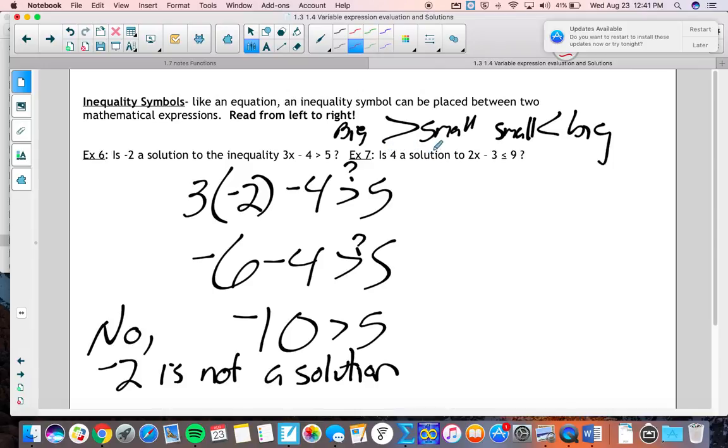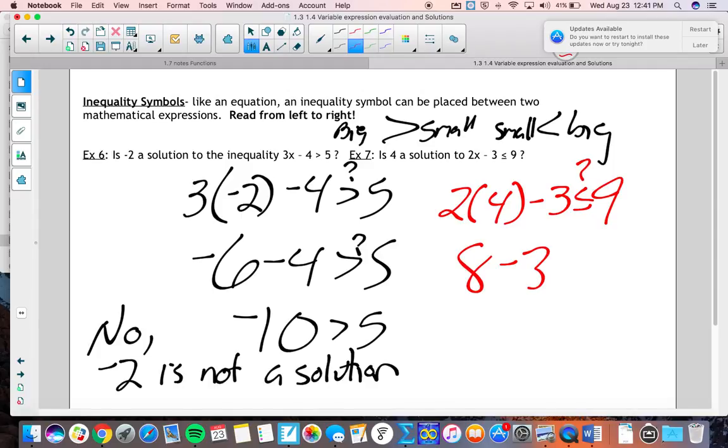Example number 7, is 4 a solution to this inequality? So let's go 2 times 4 minus 3. Is that less than or equal to 9? So we get 8 minus 3. I'm putting a question mark above this just to make sure I'm remembering that this might not actually make sense. 8 minus 3, is that less than or equal to 9? We get 5. Is 5 less than or equal to 9? Yes, it is. So what number were we checking to see if it was a solution? 4. 4 works. It makes a truthful statement, so 4 is a solution.